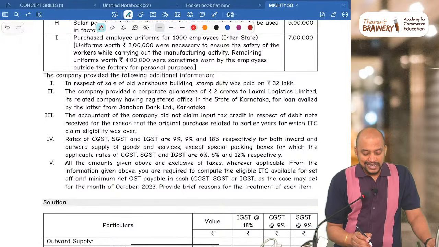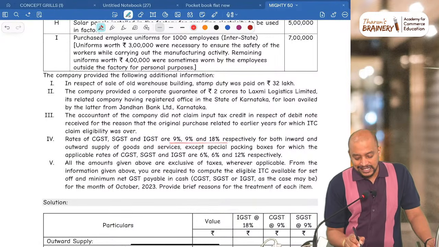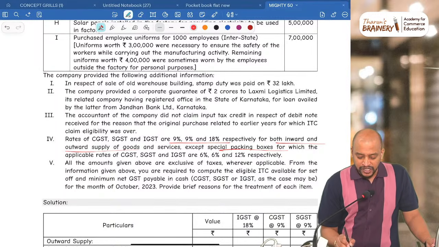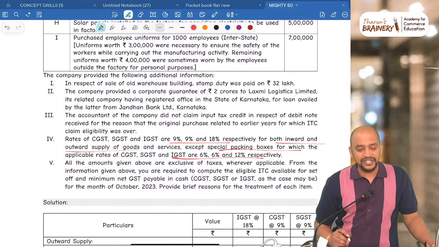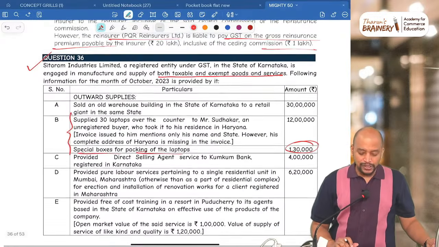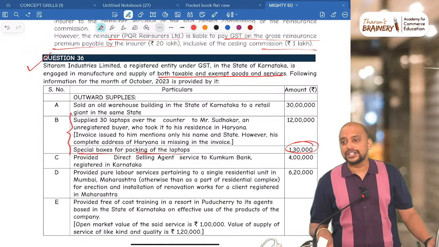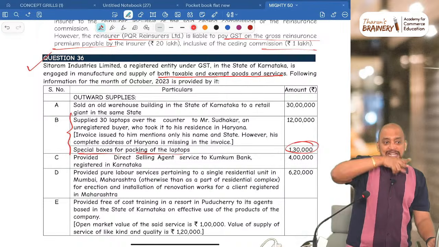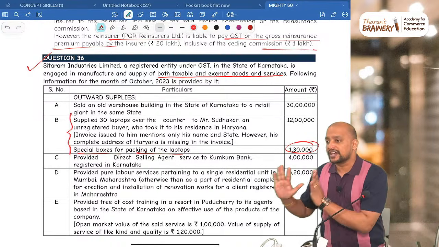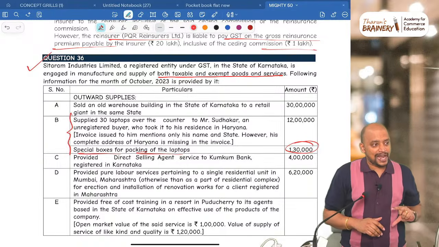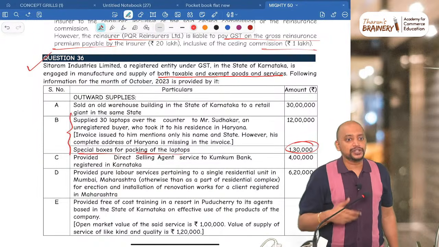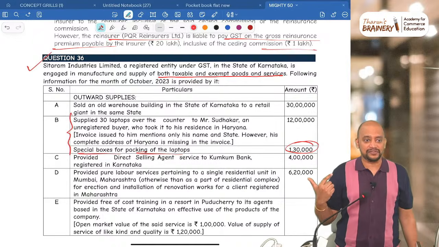See the rates. The rate of CGST, SGST, IGST is 9, 9 and 18 respectively for both inward and outward, except for special packing, for which the rate of GST is 12. But applying composite supply, for packing also we take the same rate. See, just because it is included in value does not mean that it will be composite supply. Valuation is different, application of rate is different. So valuation, it will be added to the value of supply, that's okay. But for rate, what should we do? Should we take it as composite or mixed? That will come into the picture.